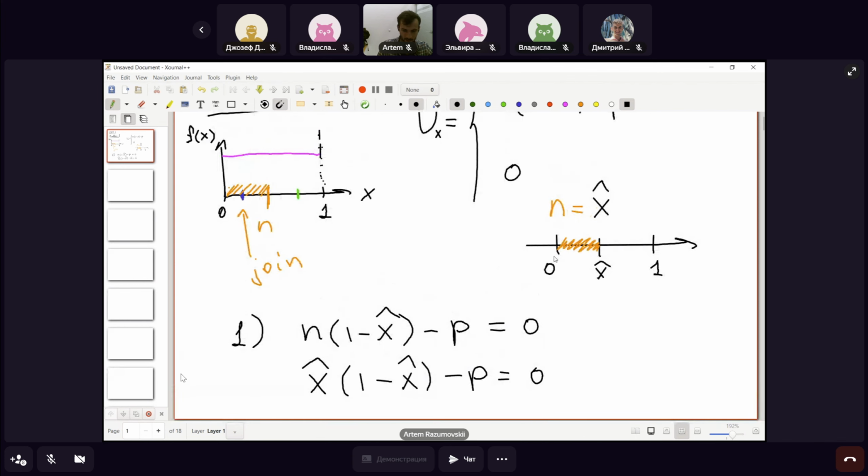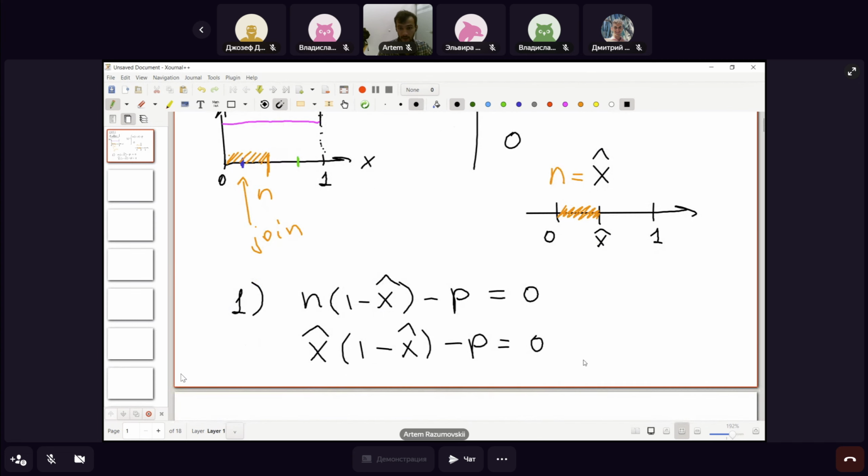So, a small remark: you remember from the lecture that the agent was better off when his theta was greater. So in the lecture, n equals 1 minus theta, because there was a different direction of preferences. And now n equals x hat. So okay, great. This is equation 1. We are done with the first one. So then let's move to the second.